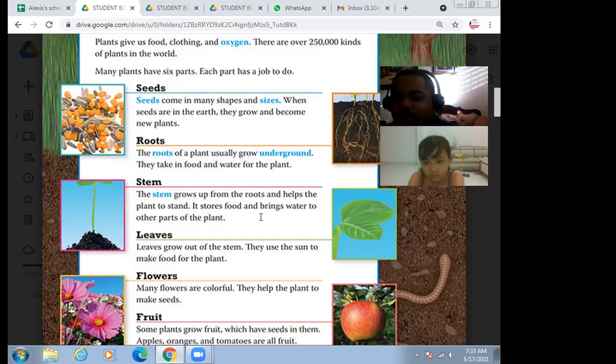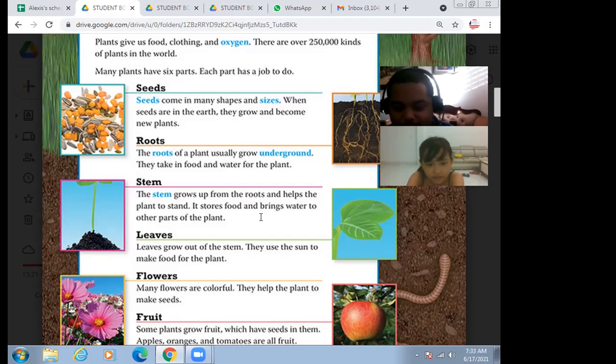Tell me about the stem. What can you tell me about the stem? The stem grows up from the roots and helps the plant to stand. It stores food and brings water to other parts of the plant. Okay, very good. And what about the leaves?